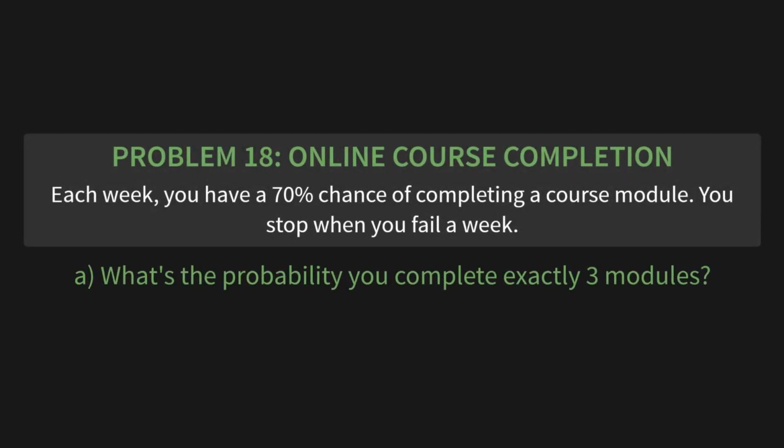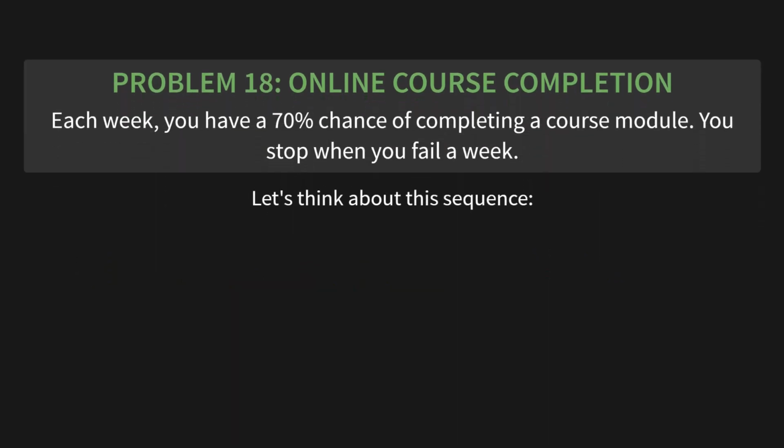Here's a relatable scenario. You're taking an online course with weekly modules. Each week you have a 70% chance of completing that week's module. But here's the catch. Once you fail to complete a week, you drop out. We've all been there, right? First question. What's the probability you complete exactly 3 modules before dropping out? Think about what needs to happen. You need to succeed week 1, succeed week 2, succeed week 3, then fail week 4.